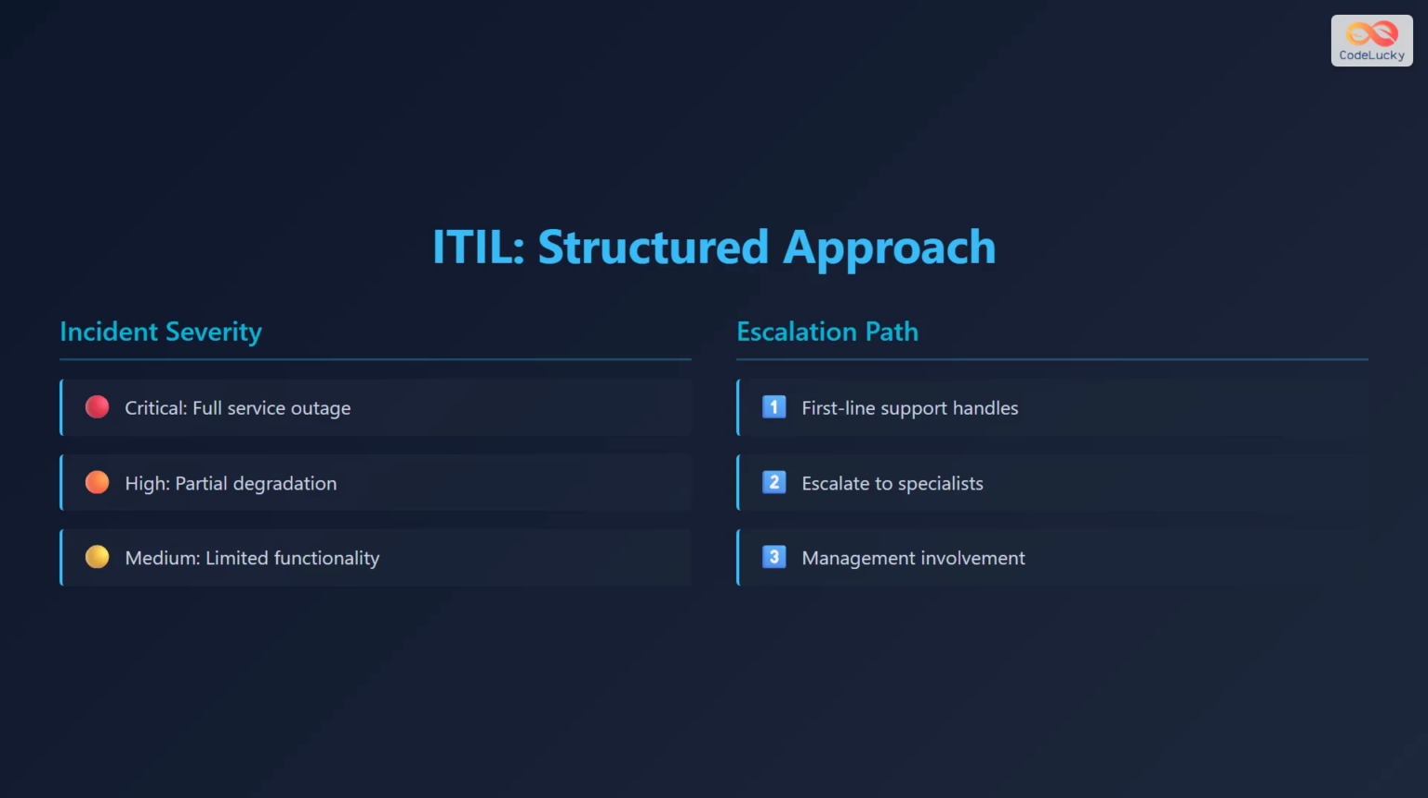For escalation, first-line support handles initial contact and attempts basic troubleshooting. If they cannot resolve it, the incident escalates to specialized technical teams. If technical teams need management approval or higher-level decisions, it escalates to management involvement. This structured approach ensures incidents are handled consistently and efficiently.